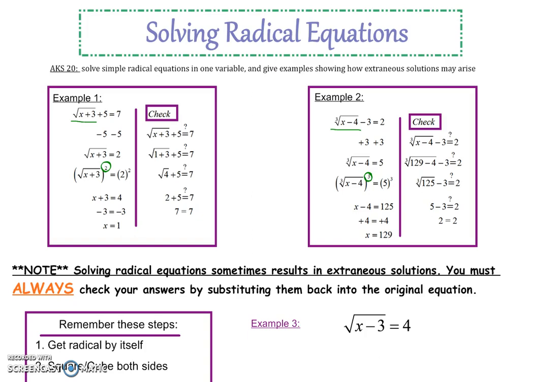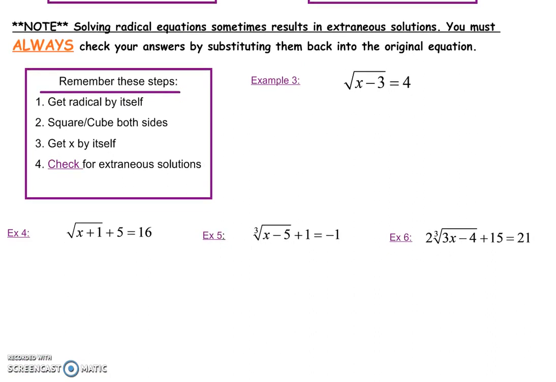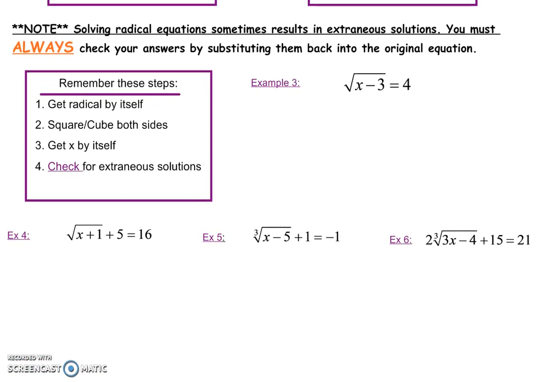Okay, now I also want you to notice that in both, we isolate the radical before we squared it or cubed it. Before we try to get rid of the radical, we isolate the radical, using all the properties of solving that we know. It says, note, solving radical equations sometimes results in extraneous solutions. You must always check your answers by substituting them back into the original equation.